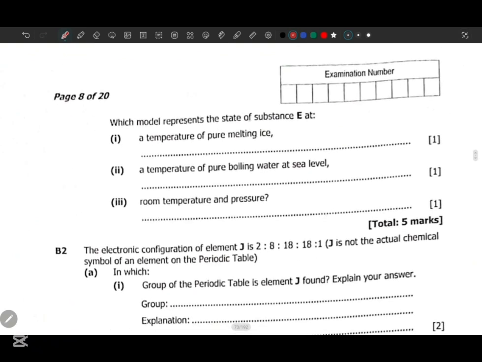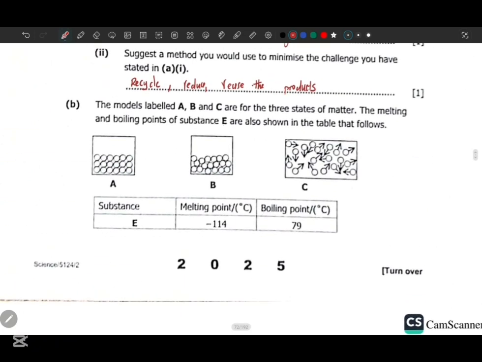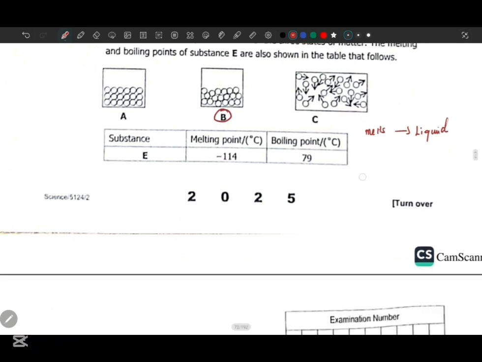Which model represents the state of substance E at a temperature of pure melting ice? So the temperature of pure melting ice is what we call the melting point of a substance. And the melting point of pure ice, when ice melts, where does it go? It goes to liquid. So it should be B. Simple as that.